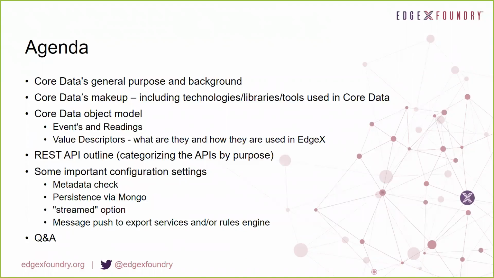So if you want to invoke something in core data, what does that look like? How does that operate? And in particular, we'll kind of give you the categories of the APIs out there, because it's a pretty thick API set. And we'll look at some important configuration of this microservice. What are the things that you can change? What are the things that you need to look at if you're going to start to deal with a different database, for example, or if you want to stream differently? We'll take a look at that as well.